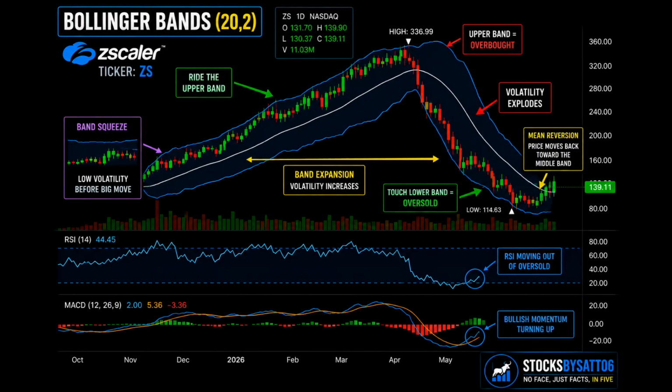Now let's make Bollinger Bands even more powerful. Never use them by themselves. Instead, combine them with RSI and MACD. RSI measures momentum and helps identify overbought or oversold conditions. If a stock touches the lower Bollinger Band while RSI is extremely oversold, that may strengthen the case for a bounce. MACD helps measure trend momentum. If price reaches a Bollinger Band while MACD begins reversing, that can provide additional confirmation that momentum is changing. When multiple indicators start telling the same story, confidence increases.